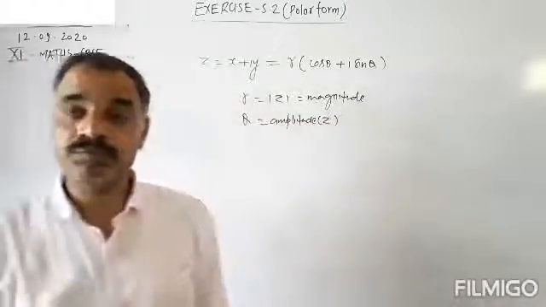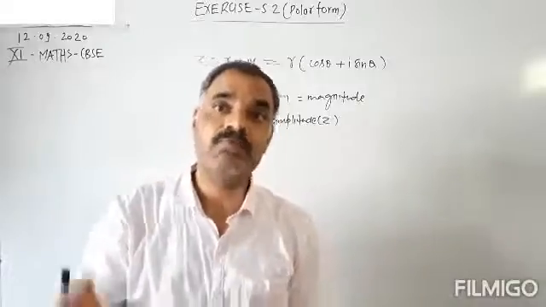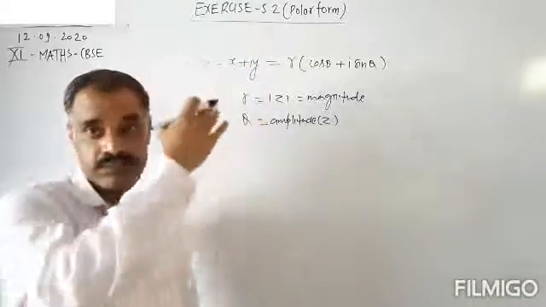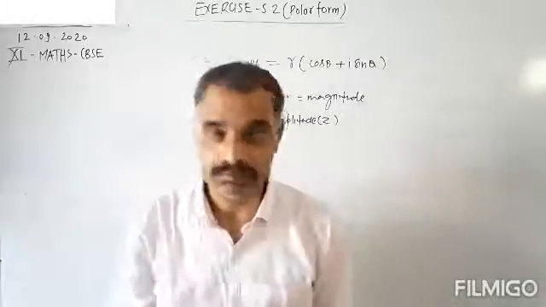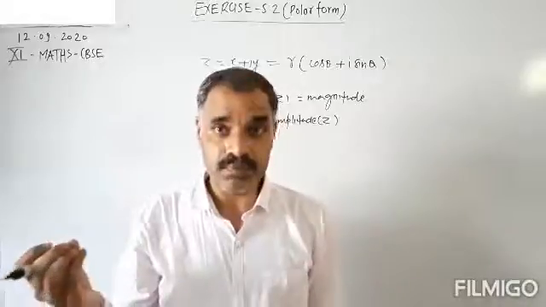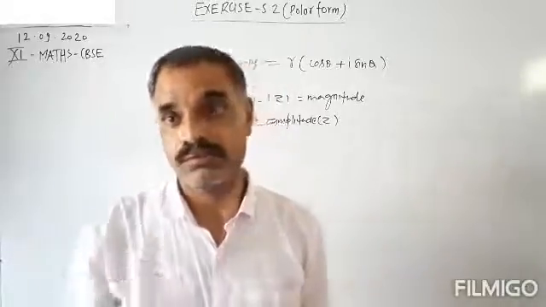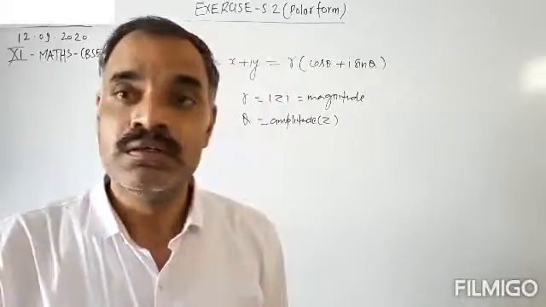So we have to find the values of r and theta, and after that we will put these values in this expression and we will find the polar form. It is a very simple method, there is no complexity in finding the polar form. So let us start with the example.